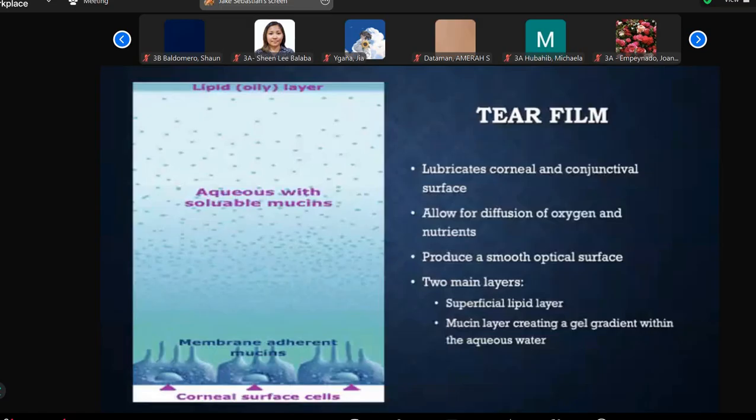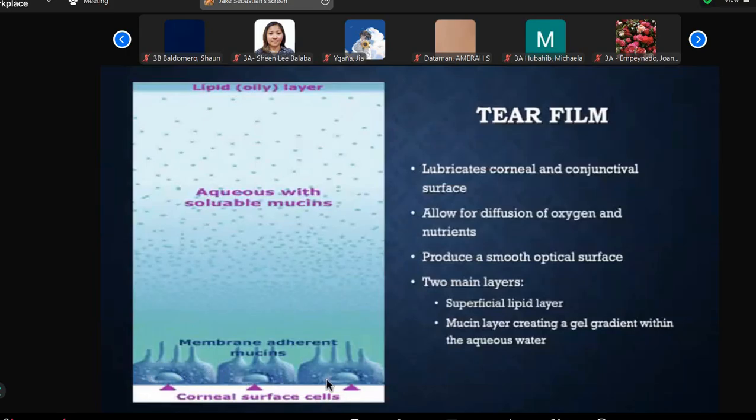I mentioned it earlier. It interacts with the glycocalyx. So what's the purpose of mucin? For spreadability of the tears. Yes, so it's wettability, or it spreads the tears over the corneal surface.